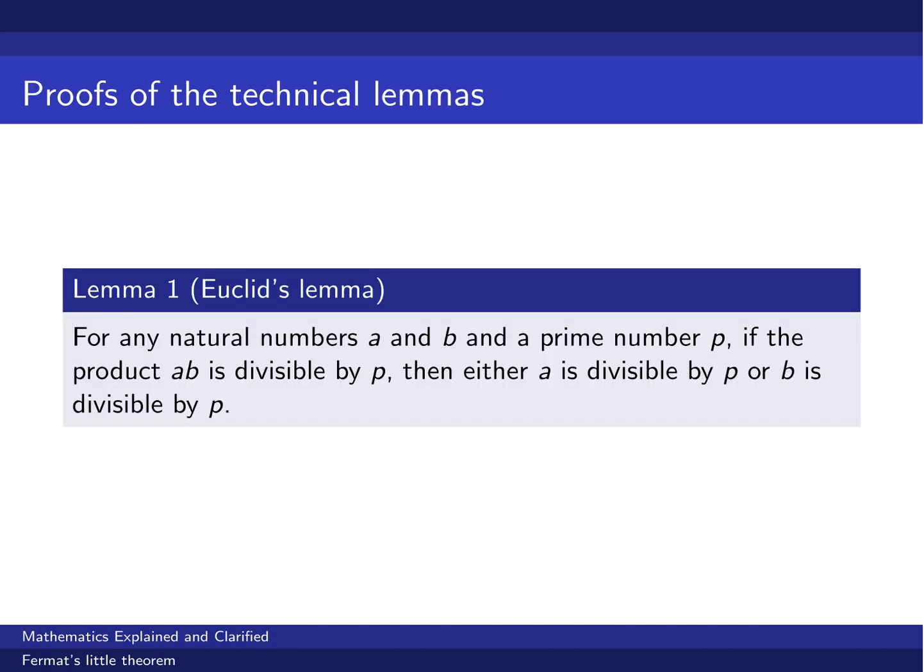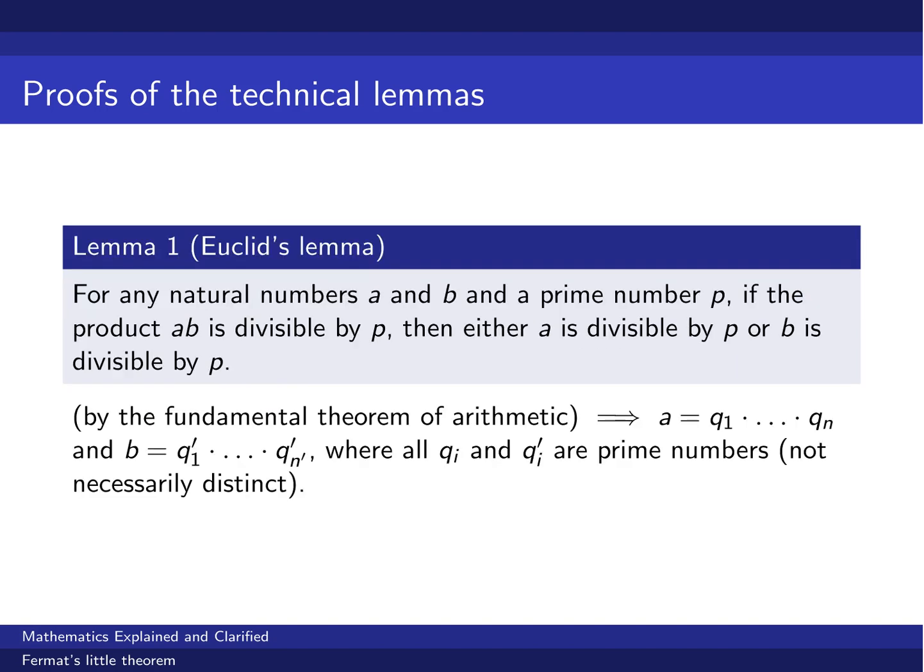Now if you go back to the proofs of the technical lemmas, lemma 1 is Euclid's lemma. By the fundamental theorem of arithmetic, we can express a and b as products of prime numbers. We express a as q1 multiplied by q2 and so on qn, and b as the product of q1 prime, q2 prime, and so on qn prime prime. There is a prime in the index and also a prime in the q itself.